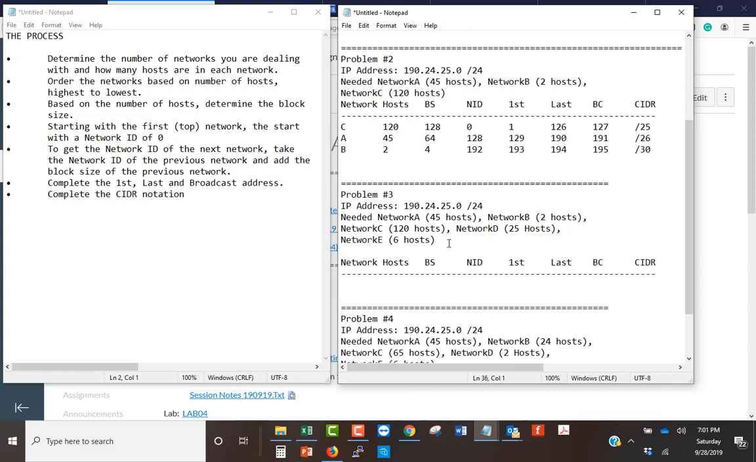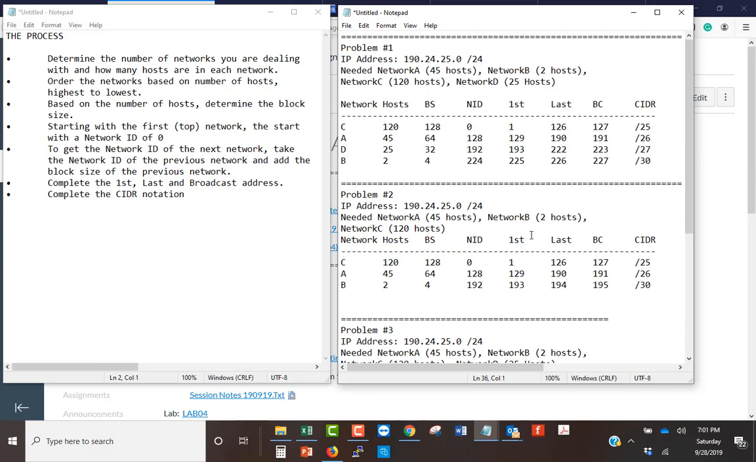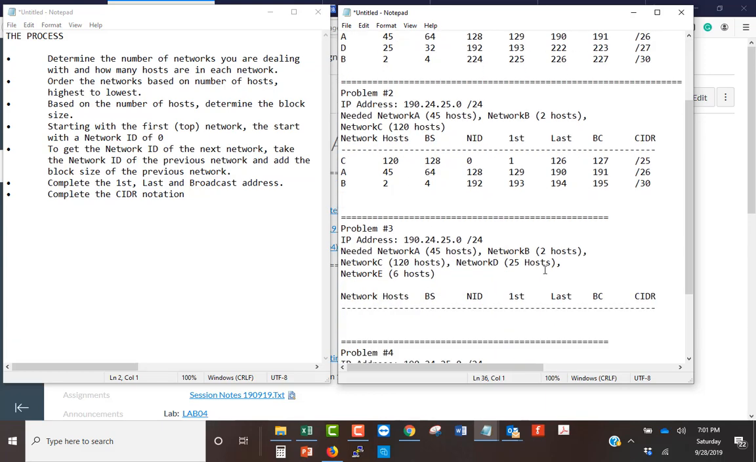Okay, so let's work on problem number 3. So I've got 45 hosts for A, 2 for B, 120 for C, then 25 for D, and then 6 for network E. So again, we'll do A, or not A, what's our largest? Our largest is C at 120.